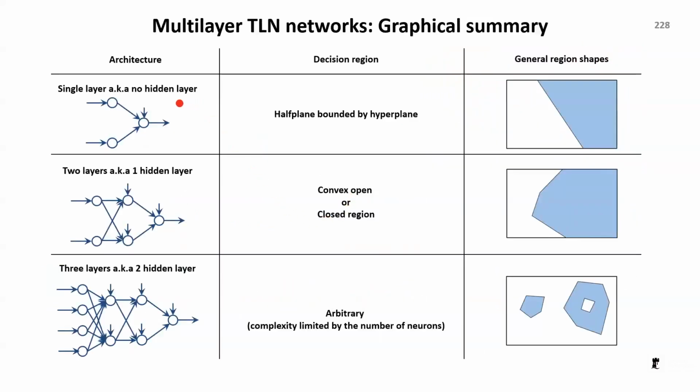So the graphical summary is, if you only have one layer, remember it is the input layer, so if you only have a single layer, what you can do is only a half plane. If you have two layers, so one hidden layer, one output layer, what you can do is an arbitrarily convex open or closed region, because you can have another to close it here. If you have three layers, in principle, you can have arbitrary discrimination problems.